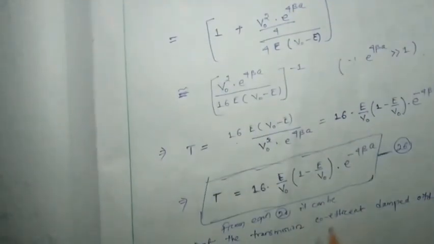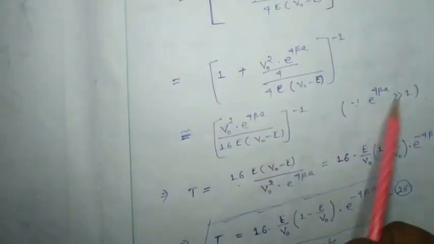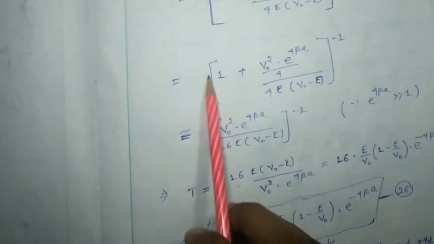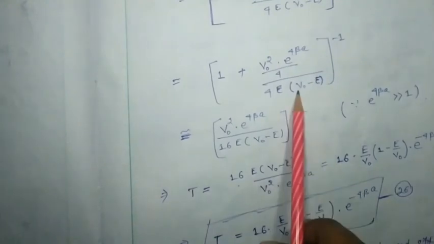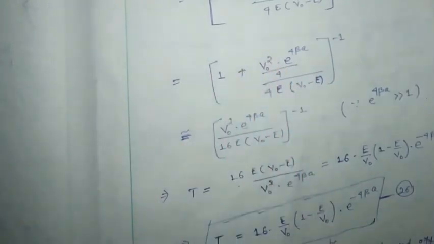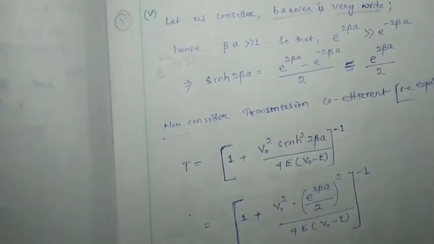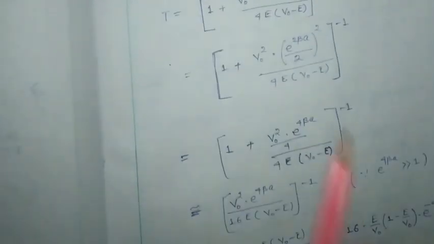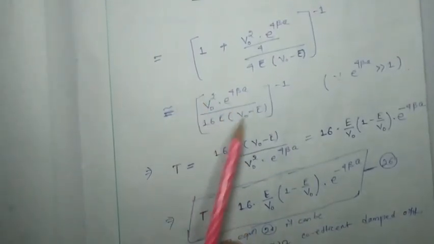So here you can consider e to the power 4βa is greater than 1. So this value will be very large compared to 1. So here 1 can be neglected, we can consider this one. So for this case, that means for the case of a wider rectangular potential barrier, wider width of the rectangular potential barrier, you can find the transmission coefficient will be reduced to this much.